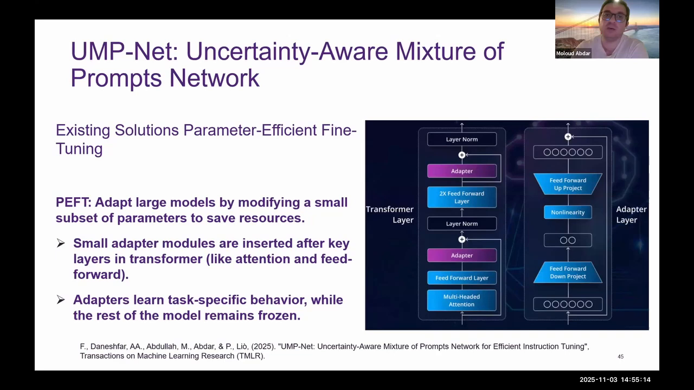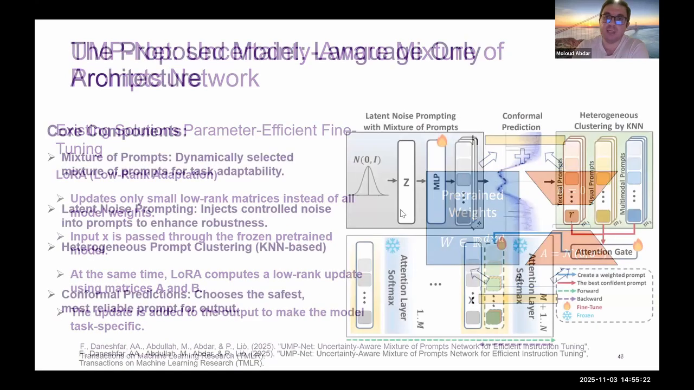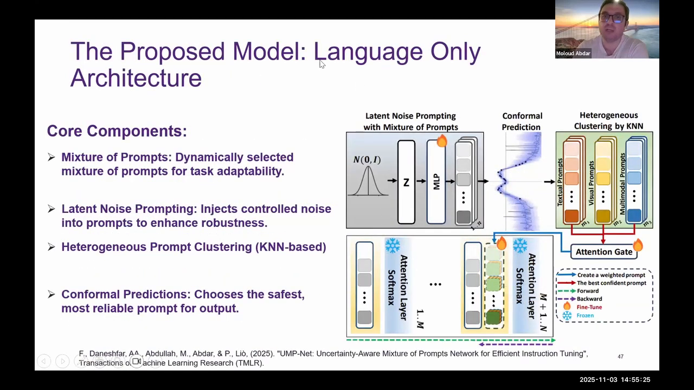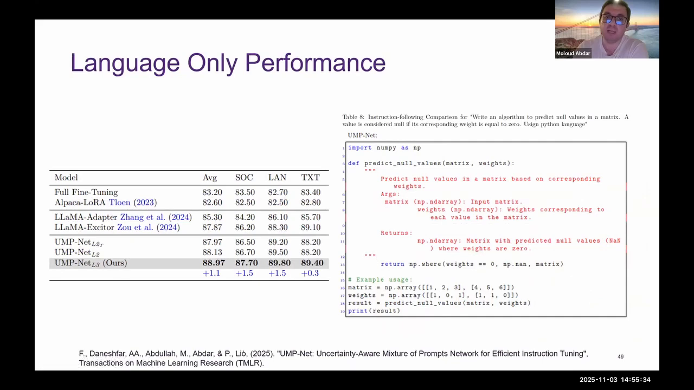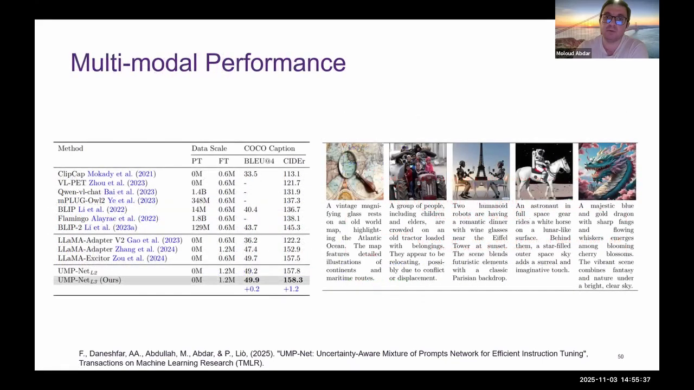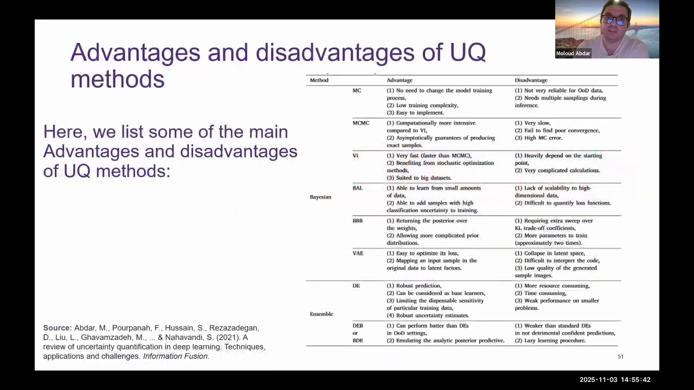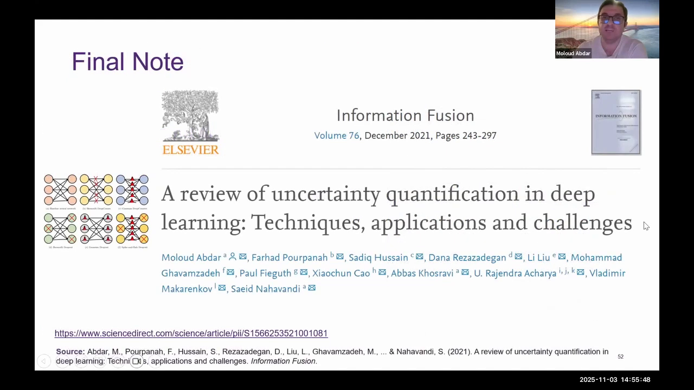Just a quick one. Here we tried to involve uncertainty with conformal predictions for mixture of prompts networks. We did it for a language-only architecture and for a multimodal one, in which we included CLIP. The results, as you can see, improved a lot in terms of performance, nearly 1%. The paper got published by TMLR. And these are some advantages and disadvantages of the UQ methods that you can find in my review paper, published by Information Fusion.